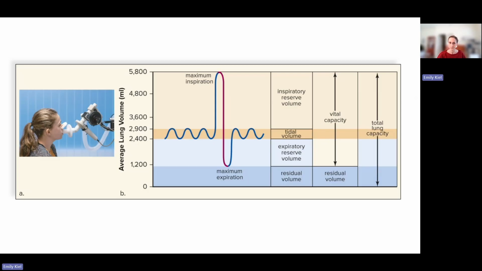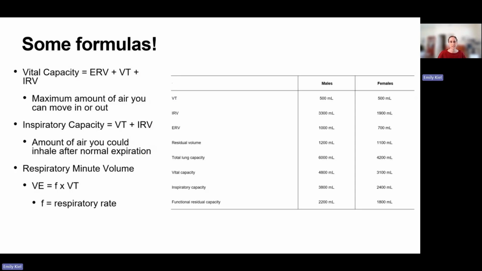Interesting to think about. So some formulas here. Remember, vital capacity is your expiratory reserve volume plus your tidal volume, that's VT, volume tidal, plus your inspiratory reserve volume. And that's the maximum amount of air you can move out. If we're asking for just inspiratory capacity, that's tidal volume plus inspiratory reserve volume. And that's the amount of air you could inhale after a normal expiration.